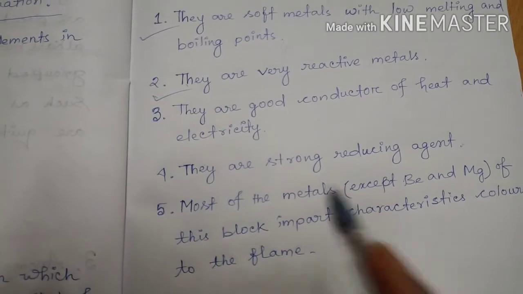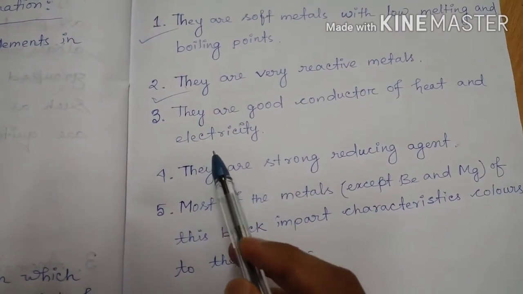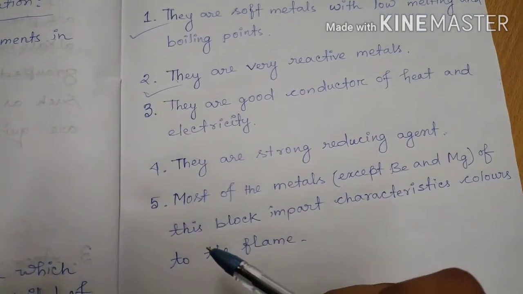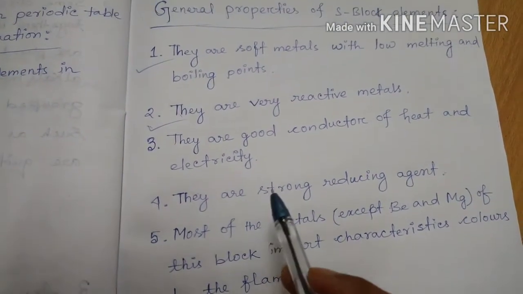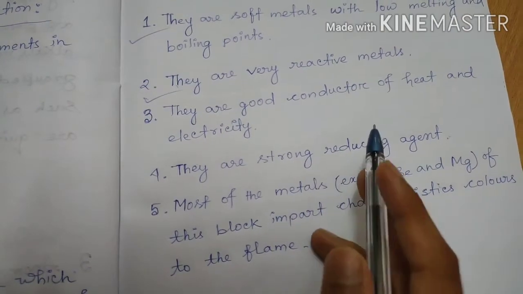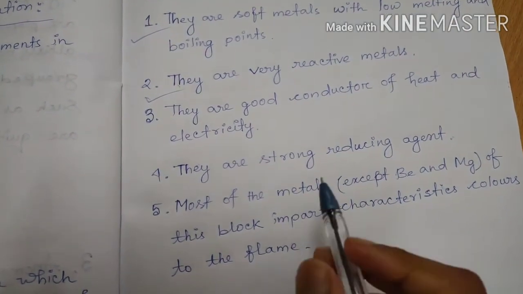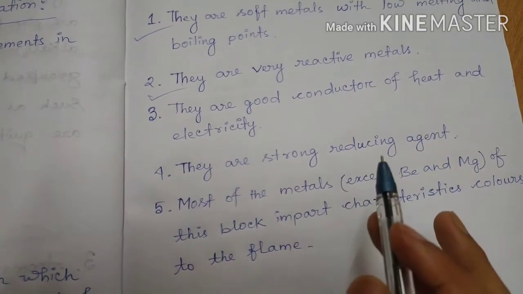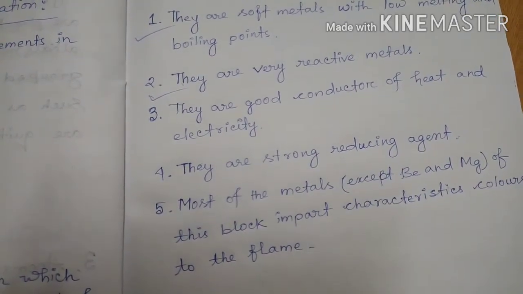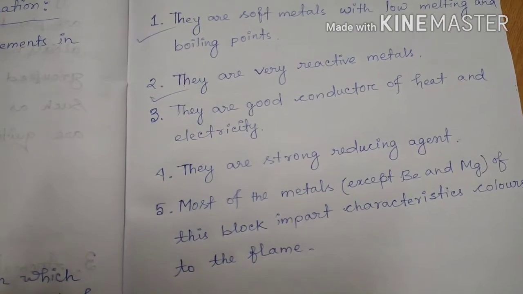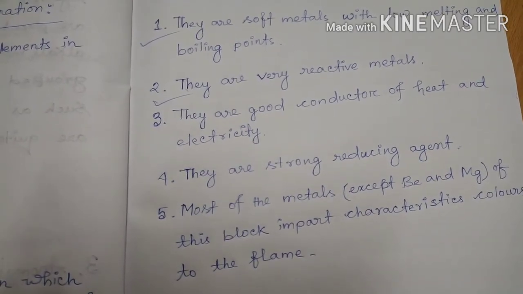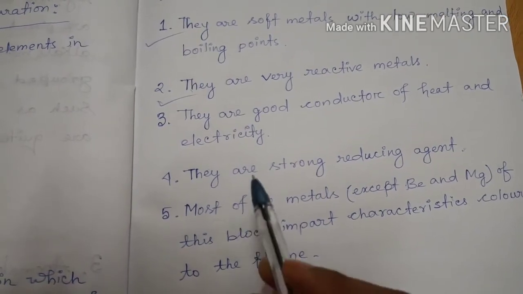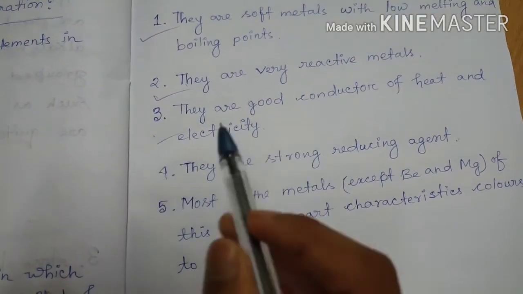Again, you see the number three property, they are good conductors of heat and electricity. So s block elements are good conductors of heat and electricity. That is, through s block elements heat and electricity can pass easily. That's why they are good conductors of heat and electricity. This is the number three property.